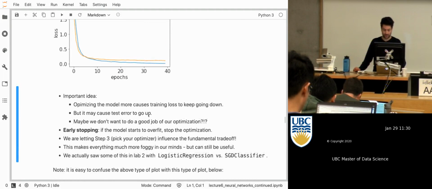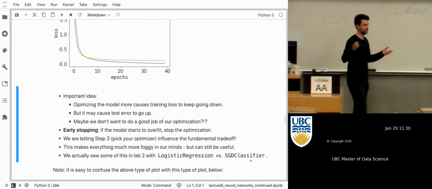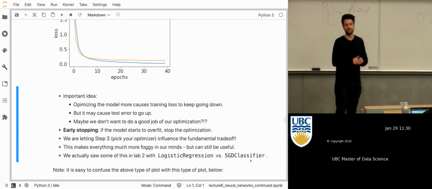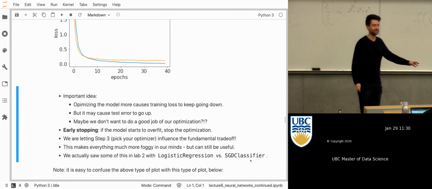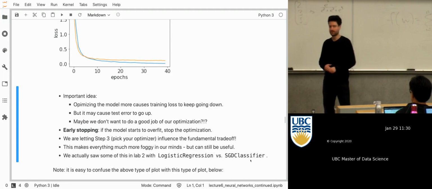And you may have experienced this yourself in lab 2, because you were playing around with the number of iterations and stuff. You may have seen in lab 2 that when you ran it longer, the training error actually went down more, but the validation error was actually higher.